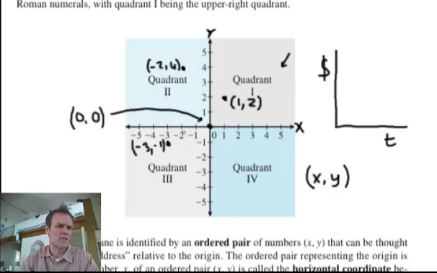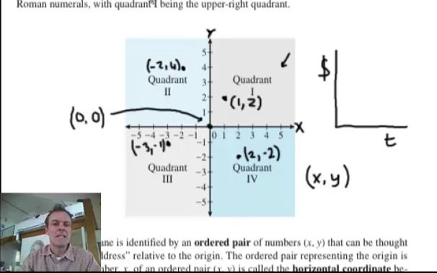Let's just make one up. I'll put a point right here. That point there is 2 along the x-axis and -2 down the y-axis. So there you go. There's some points in each quadrant showing you positive and negative.